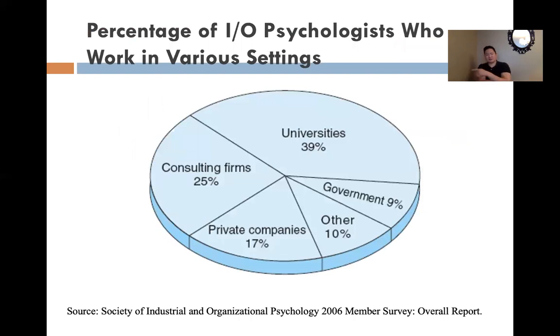This is an old member survey. Actually, we had a new member survey come out just a few weeks ago. I don't have the updated numbers in front of me. I'm not going to look right now because I'm recording. But of psychologists, 39% are in universities, so a little less than half are academics. And then the rest of people are in different types of consulting, whether it's external consulting at 25%, internal consulting at 17%, government or other, which people picked as an option.